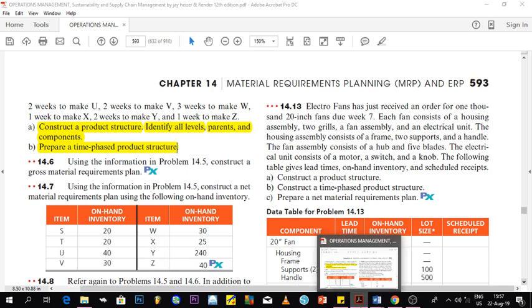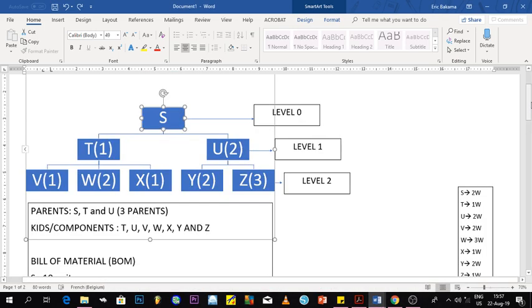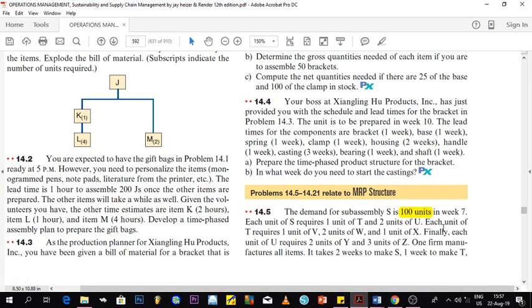Now remember what we said in the first video. We said that lead time is the time that elapses from the moment you have placed an order to when you have received it. Now according to the problem, they say that each unit of U requires 2 units and so on. One firm manufactures all items. So it takes 2 weeks to make S, which means that by the time you want S, you need to wait for 2 weeks to get it. So 2 weeks is the lead time in this case.